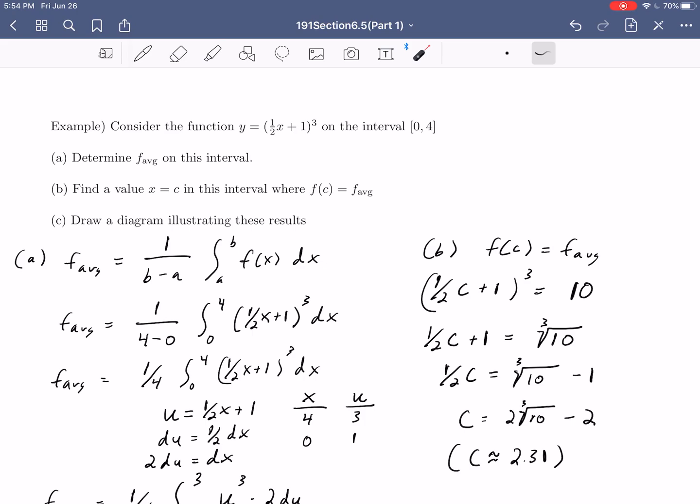That also brings up another little point. If you are ever solving this and you get several c values, that's fine. Just make sure you throw out any ones that are not in the interval, because we are only interested in ones that are in that interval.